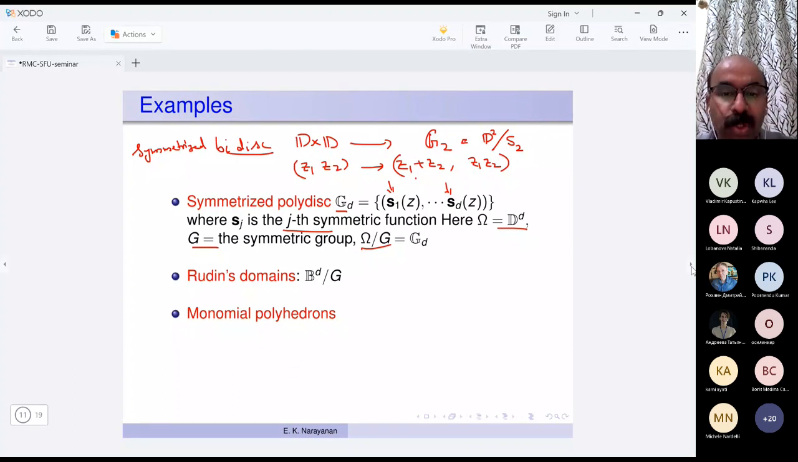Then there are Rudin's domains. Rudin was looking at images of the unit ball under proper holomorphic mappings, and they turned out to be certain quotients like this. And there are certain monomial polyhedrons and so on. So there are enough examples of this kind.